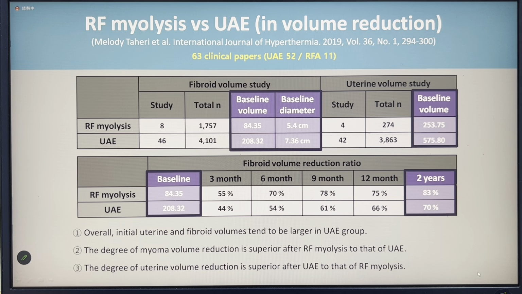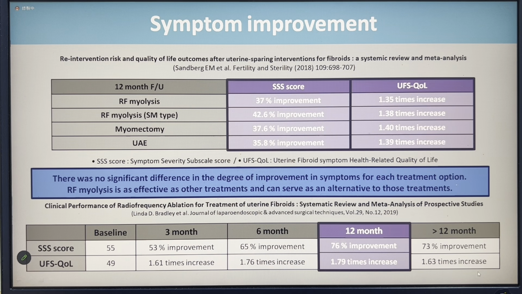The degree of myoma volume reduction is superior after RF myolysis, and the degree of the uterine volume reduction is superior after uterine embolization. And there was no significant difference in the degree of improvement in symptom for each treatment option. RF myolysis is as effective as other treatment and can serve as an alternative to those treatments.